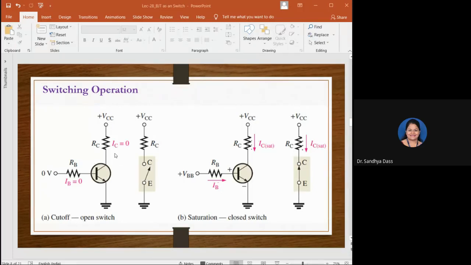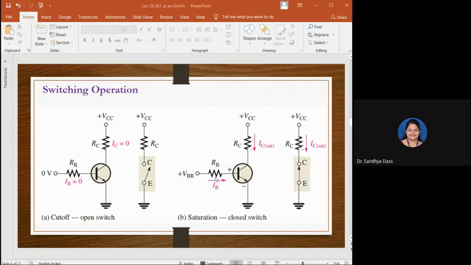There is no collector current. Base current will be 0, collector current will be 0. It means the BJT is acting as an open switch. And if you observe the other part, if you are using the BJT as a closed switch, that means it is operating in the saturation region. Now you are already familiar with what the saturation region is.